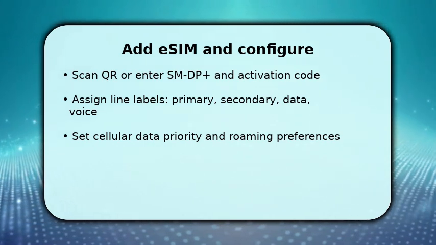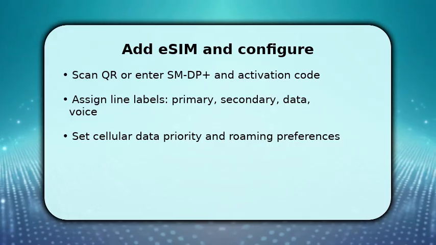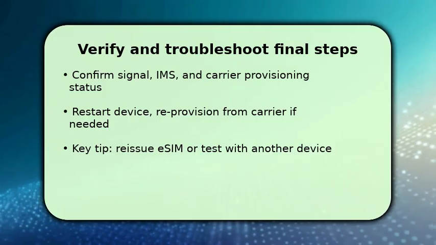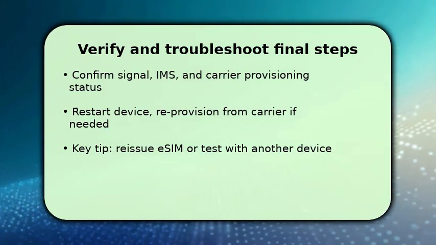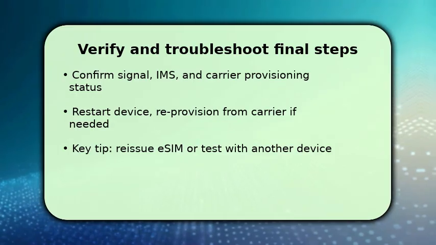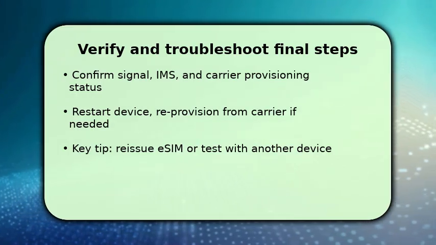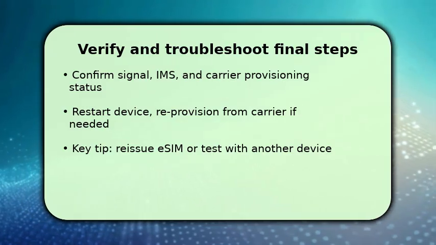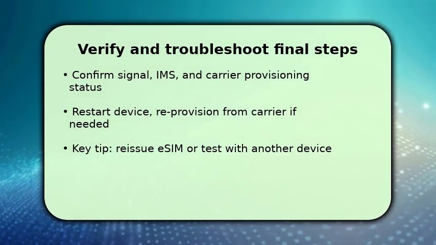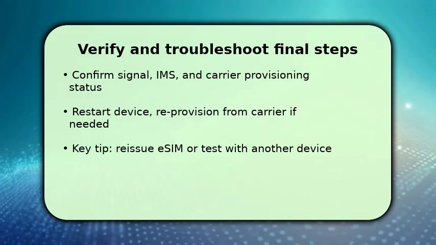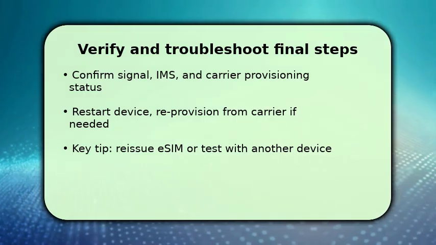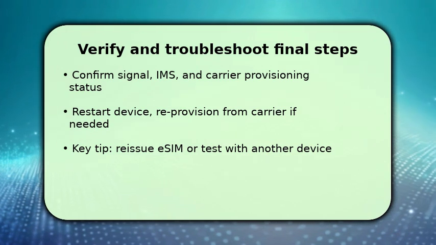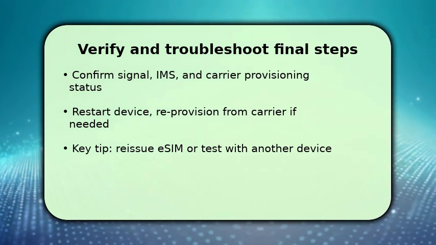After activation, verify the carrier name, signal bars, and IMS or VoLTE indicators to confirm provisioning, test calls, and data. If things fail, restart the device and toggle the eSIM off then on to re-register. If problems persist, ask the carrier to reissue the eSIM profile or push provisioning to your IMEI. Make sure they match your device's IMEI. As a final troubleshooting tip, test the eSIM profile on a compatible spare device or request a new QR.